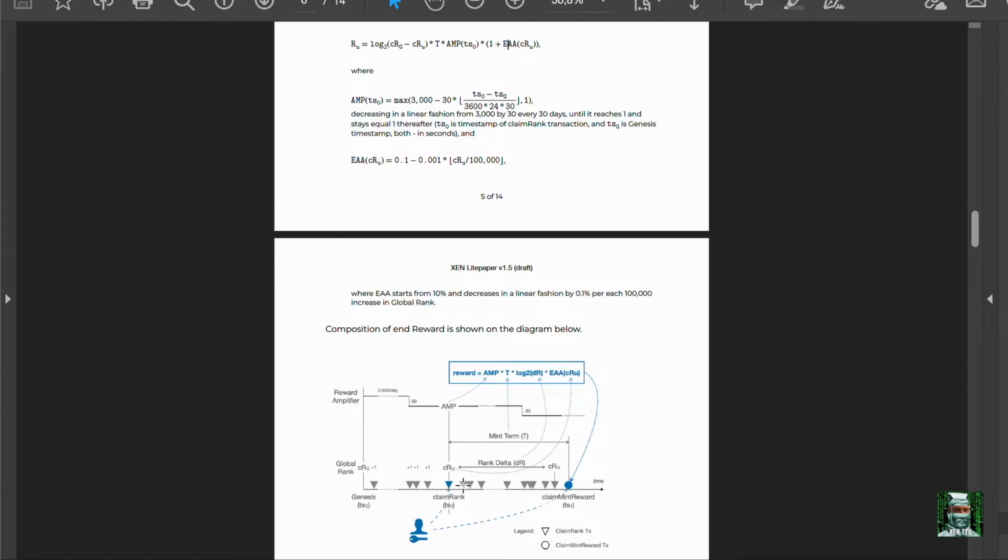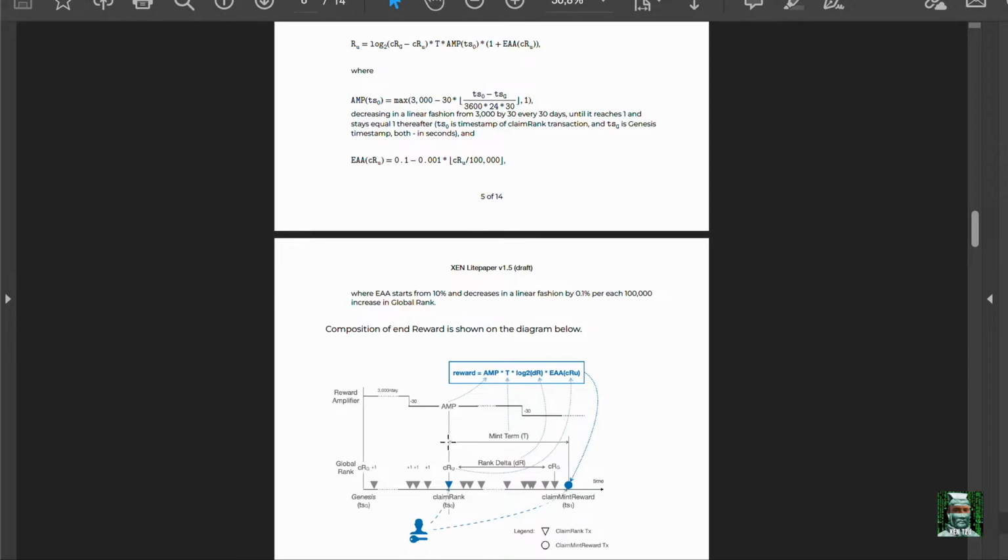But then it adds up, right? So the global rank here is going to be bigger. And the difference between the global rank, the CRG, and your rank is what we call the rank delta. Okay? So this is the rank delta. This is the mint term, the time between 0 and 100 days.